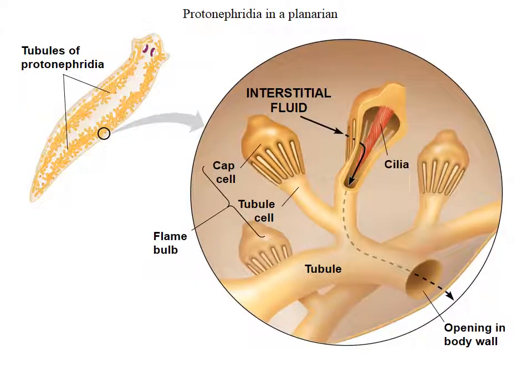And here is a picture of that. So here is the planaria. It has 2 strands of Protonephridia tubules running down itself. And then you can actually look at one of these Protonephridia here, and see that they're dead-end tubules, and they're ended with something called a flame bulb cell.